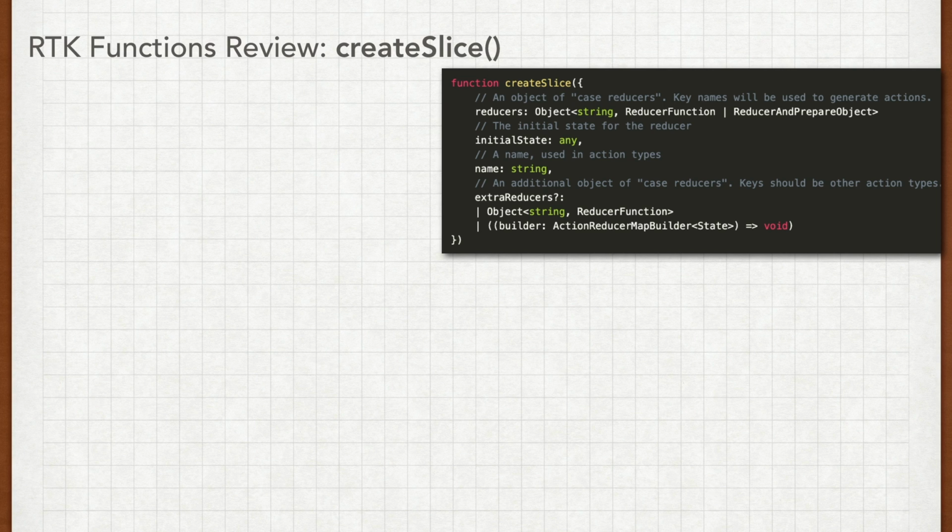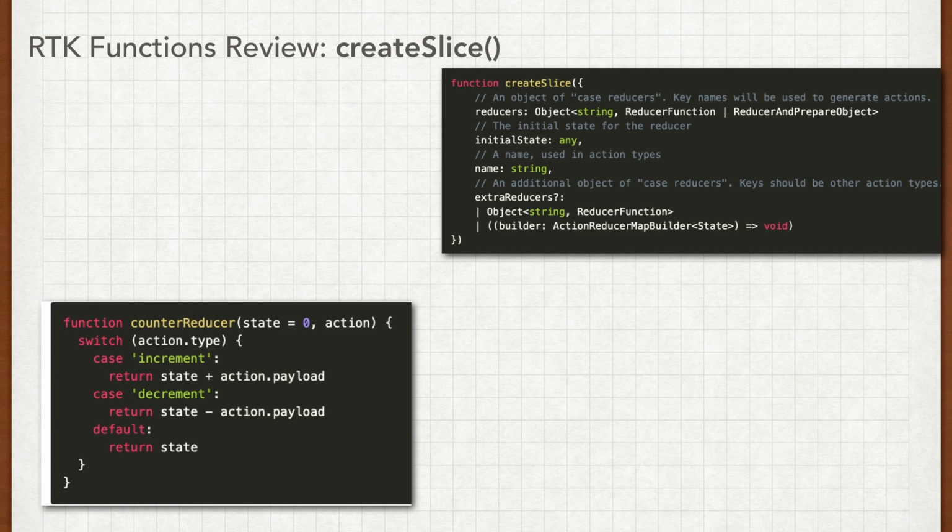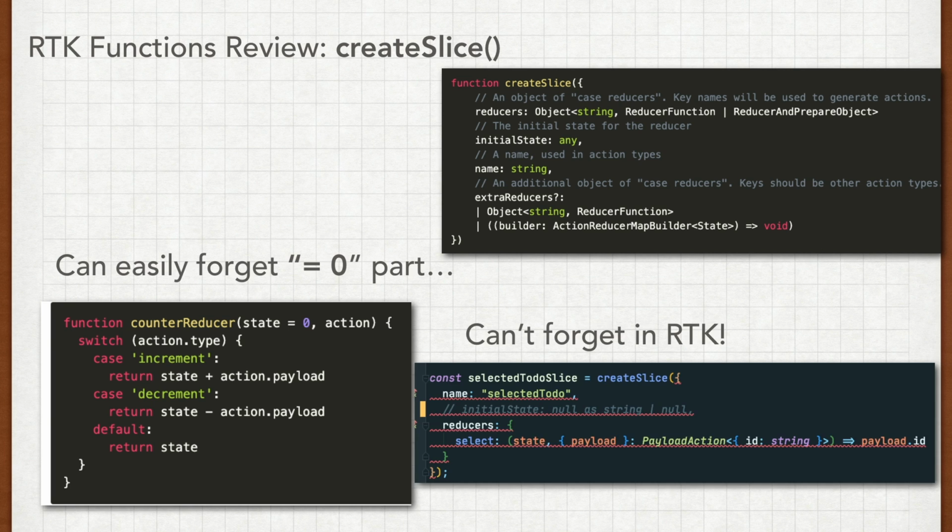So in a traditional Redux application, here is a reducer function for a traditional Redux application. You see the state is equal to 0 in the parameter. So that is the default state of this state. And we always had to write that equal sign. But it's very easy to forget because our IDE usually won't tell us if we forget that.